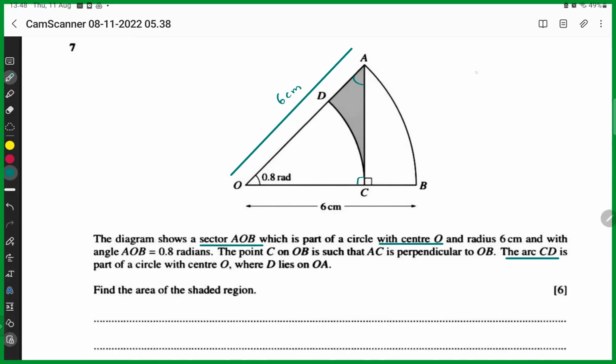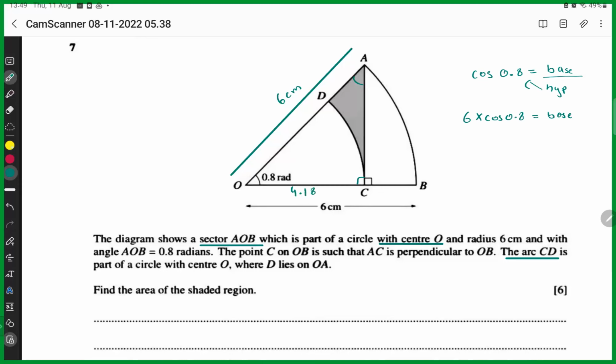So we know that cos of 0.8 radians is basically equal to base over hypotenuse. Now the base side is unknown. This is what we need to find, and the hypotenuse side is basically 6 centimeters. So I'll multiply the two. 6 multiplied by cos 0.8 is going to give you the base, or basically OC, and that is going to be 4.18.